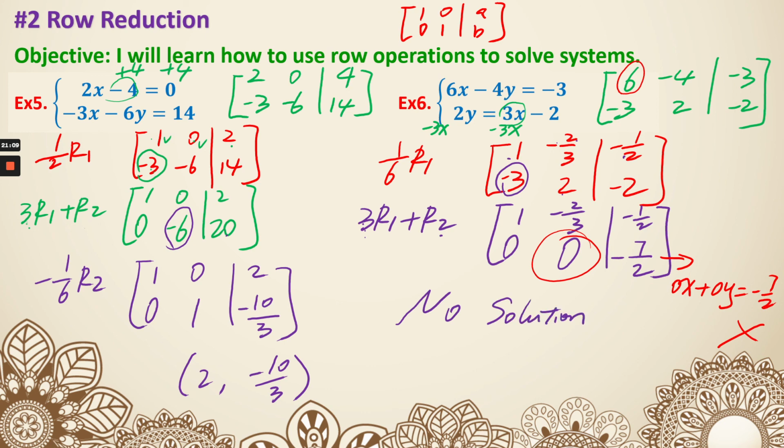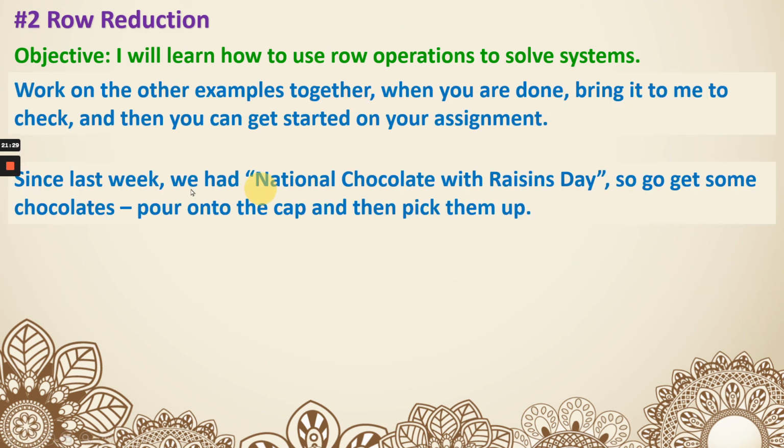So this is the other special situation. If you got a whole row of zeros, the answer will be infinitely many solutions. If you got a whole row of 0, 0, then whatever number, that would never work, so that would be no solution. That is example 6, and that concludes this whole lesson of using row operations to solve systems of equations. Thank you.